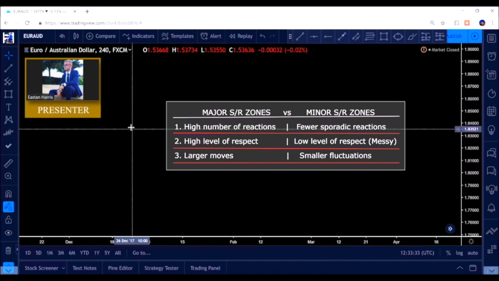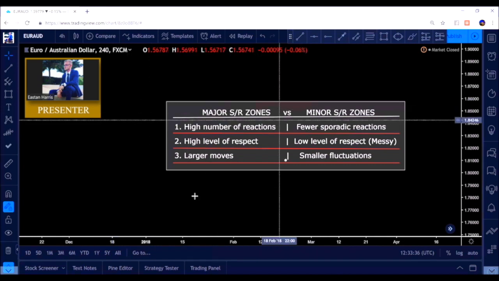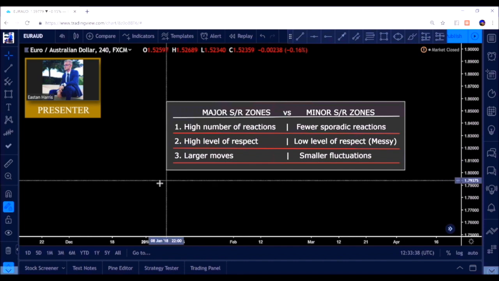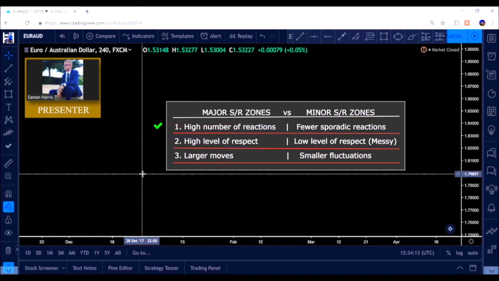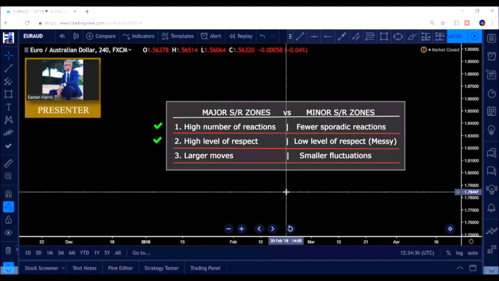Okay, so let's go through the list here. Major SNR zones, number one, they have a higher number of reaction points. So you're going to see much more interaction at these zones. Number two, major zones are going to have a high level of respect from either side. And number three, you're going to see larger moves come out of these major zones, much larger than the minor support and resistance zones.